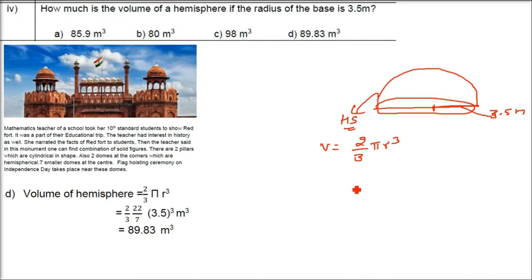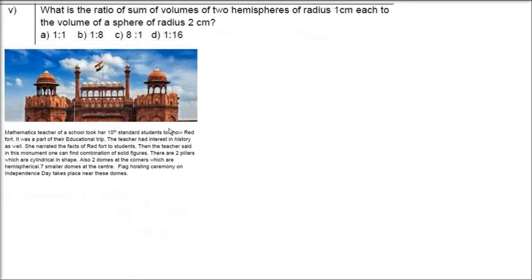So 2 by 3 pi r cube, hemisphere it is. So 2 by 3 into pi is 22 by 7, and r is 3.5 and just cube it. When you compute it, it is going to be 89.83 meter cube. Now, if you have done the 4th, it's okay. You don't have to do this.